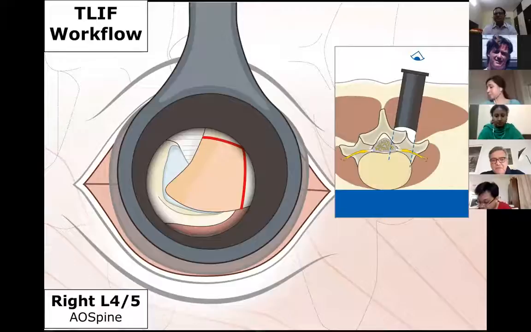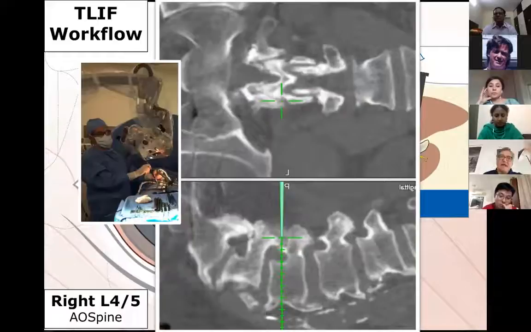So this shows you the MIS TLIF on the right side at L4, L5. So you place your tubular retractor, and then you see the facet joint here under the microscope. I do this with a microscope, but you can do it with loops as well. And then you start orienting yourself. And again, you can use navigation for this.